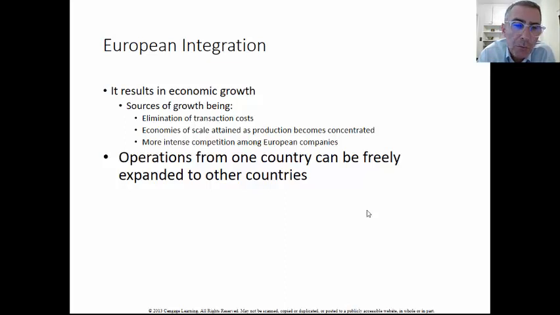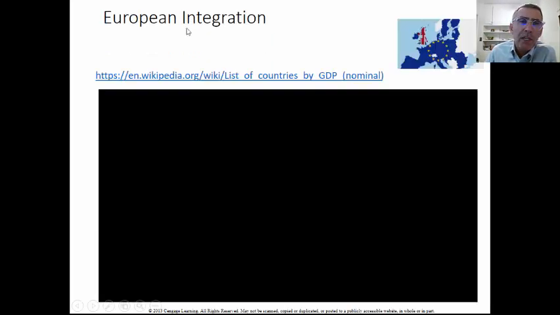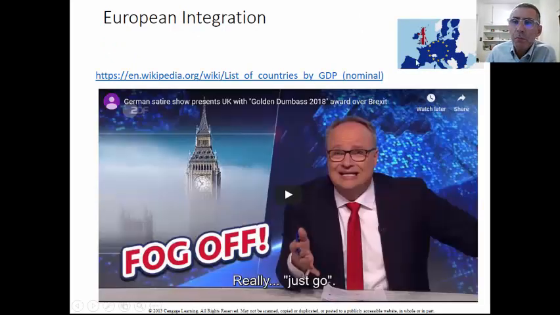Trade blocs help markets achieve real international, amazing scalability, which makes them more competitive. And then, of course, more intense competition among European companies as far as the EU is concerned. Operations from one country can be freely expanded to other countries. What I have here is a little update, right? The book doesn't have that. So this is a map of the European Union, but what's different about this map is the United Kingdom is no longer blue, right?